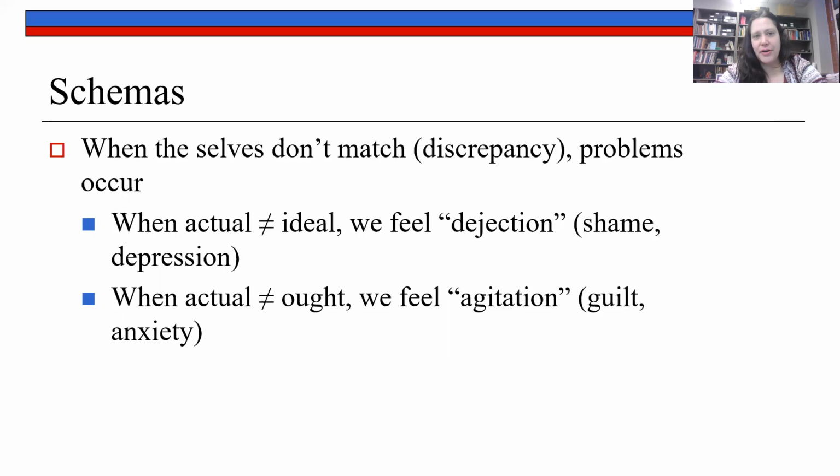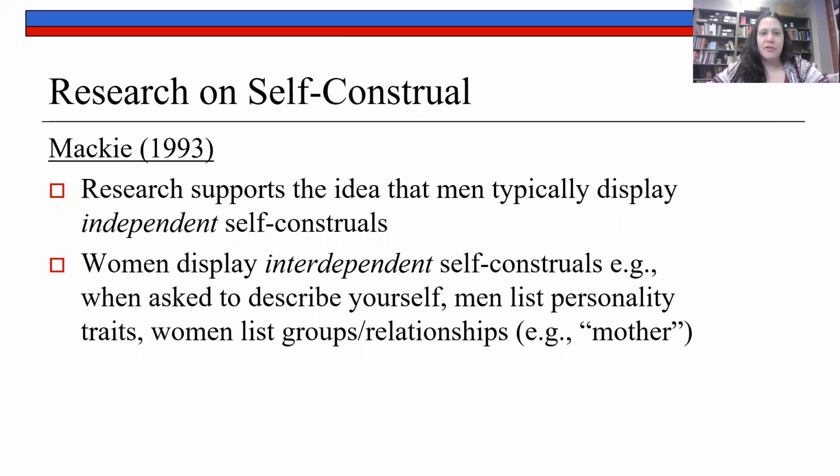But it's an interesting theory, if nothing else, because it talks about how we have our actual self, our ideal self, and our ought self. And I think that's an interesting concept. There's a lot of research on how we think about ourselves and what that means. So I'm going to talk about a couple of examples, and most of these are not in the book.